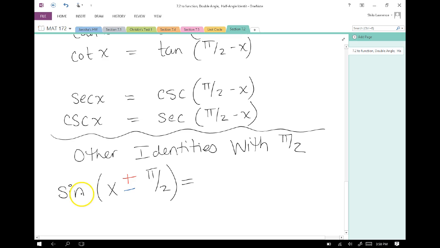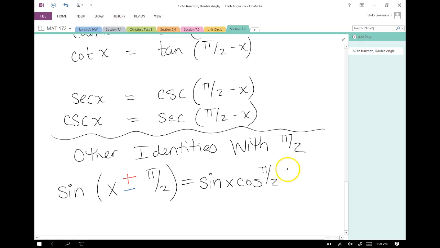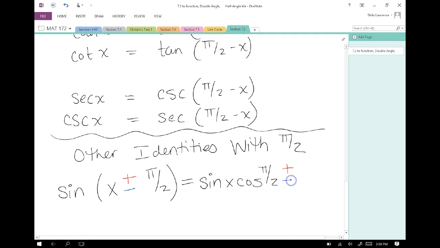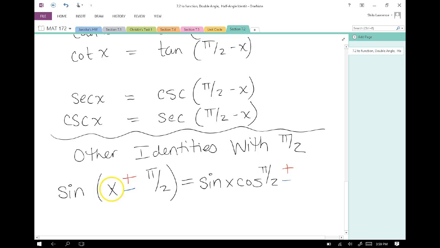And that sum or difference formula says you're going to do the sine of the first angle times the cosine of the second angle. And then you're going to use the same exact sign that you have in the middle. And then you're going to flip-flop. You're going to do the cosine of the first angle and the sine of the second angle.